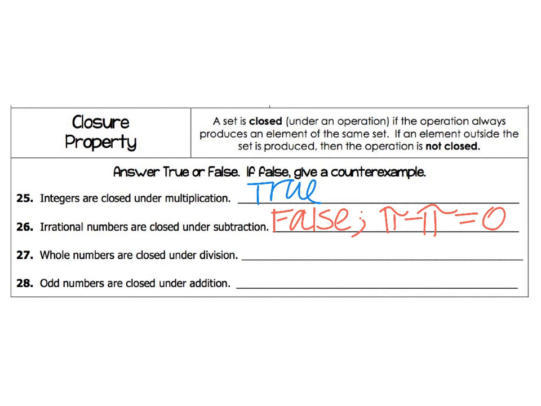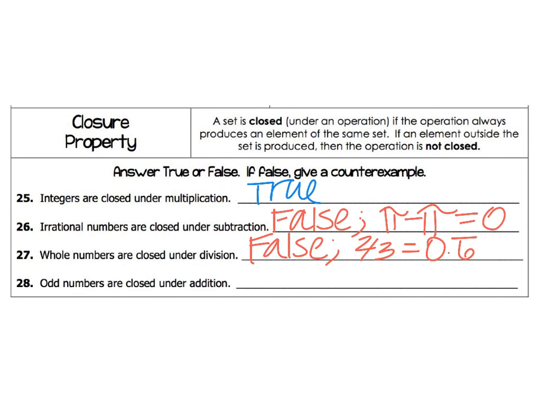27, whole numbers are closed under division. This is also a false statement because we can come up with a counterexample to this. A whole number divided by a whole number. How about 2 divided by 3? This equals 0.6 repeating. 0.6 repeating is not a whole number. All right, it's a rational number, but it's not a whole number. So a whole number divided by a whole number produces a number in a different set. So this is a false statement.